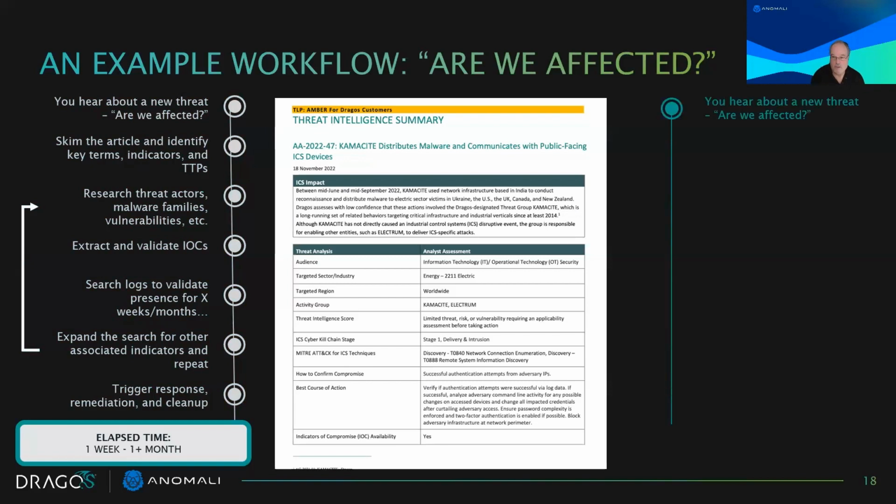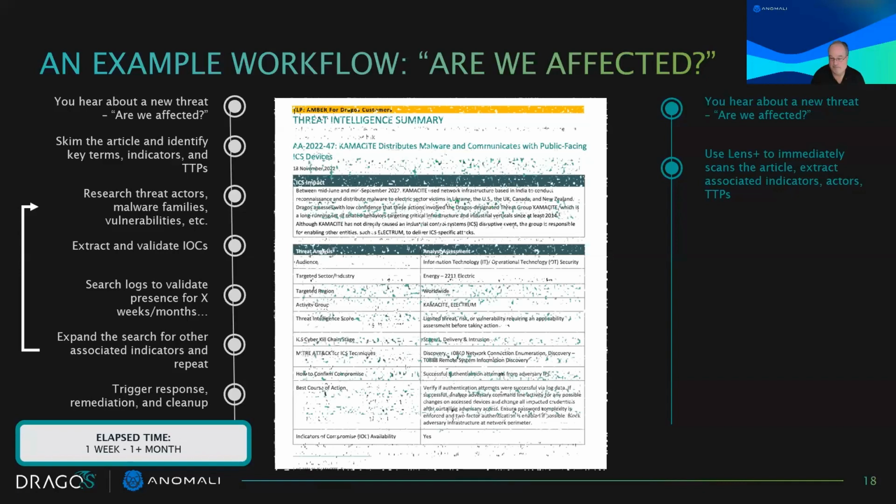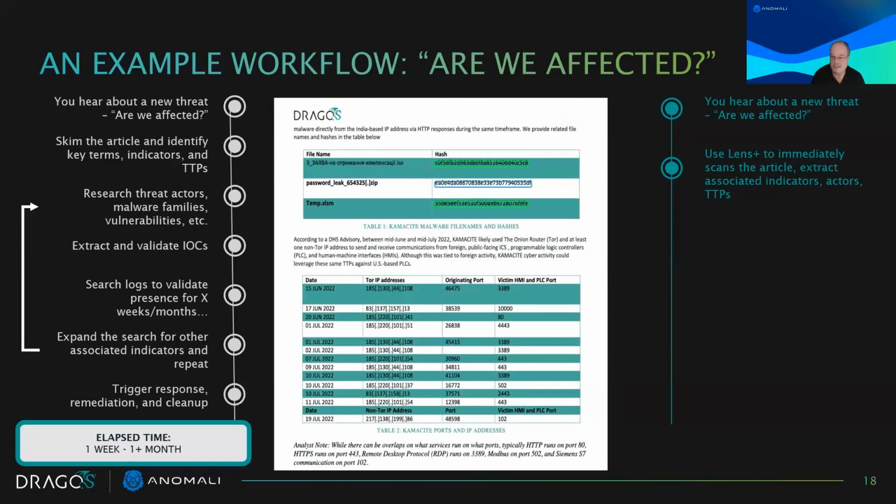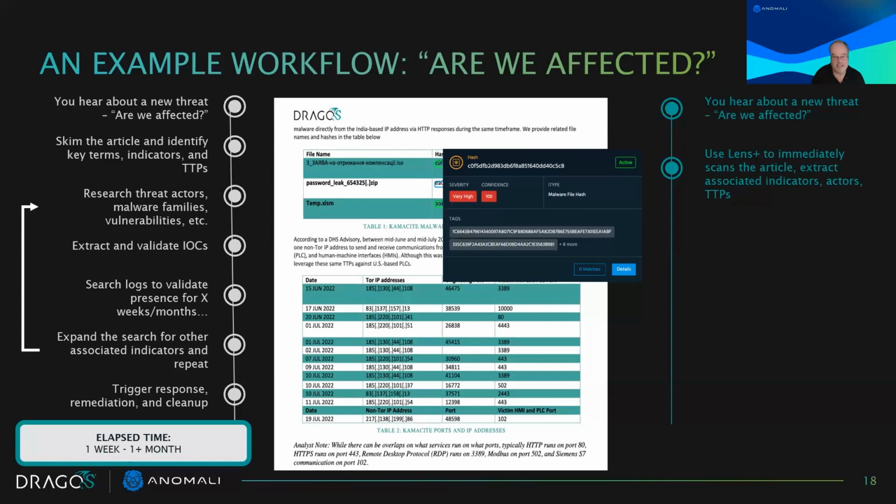So let's do it the Anomaly way. You hear about the new threat. Are we affected? The same question. By utilizing our Lens offering, you can actually extract data from the article and associated indicators, actors, and TTPs in a matter of seconds. It'll actually highlight the article of information, extracting the data out, and identifying exactly what the indicators are that are found on the page. So literally in a matter of seconds, we're scanning this article. This could be a lengthy document that could be 10, 20, or more pages long.